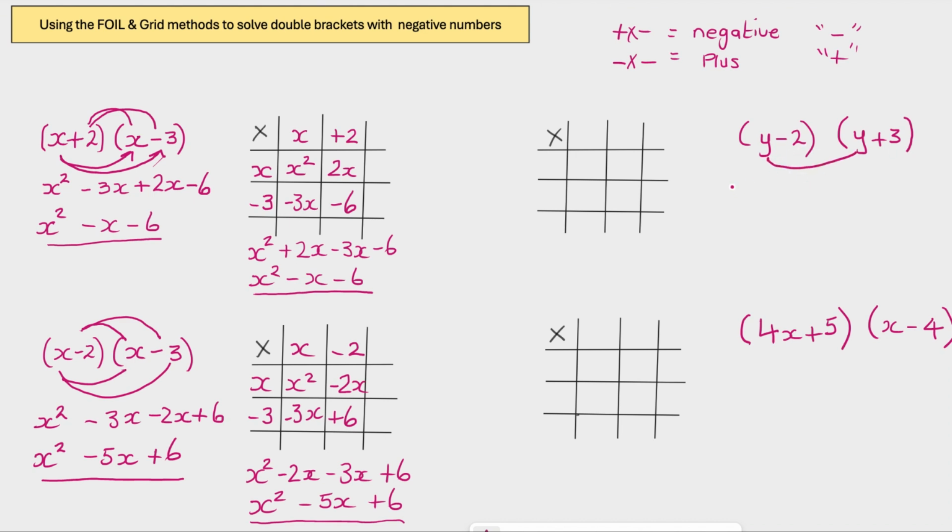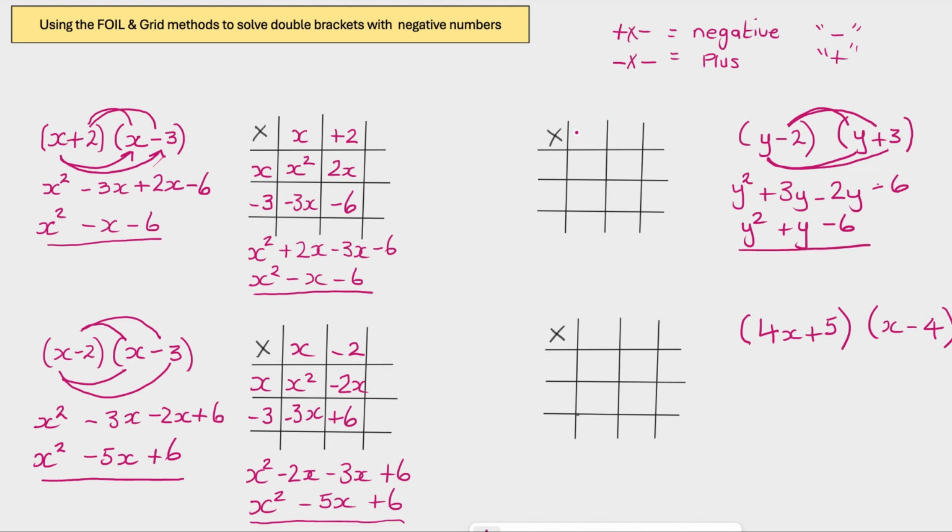Y times y, y squared. Y times 3 is plus 3y. Minus 2 times y is minus 2y. Minus 2 times 3 is minus 6. Collect like terms, simplify it. Plus 3y minus 2y equals y minus 6. Okay?